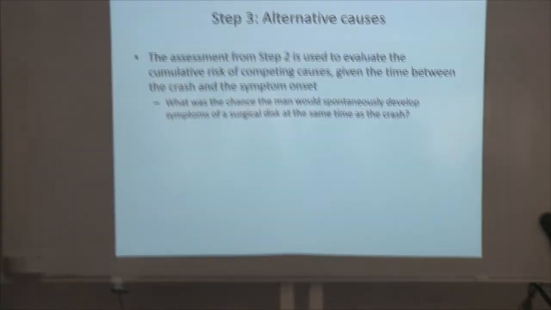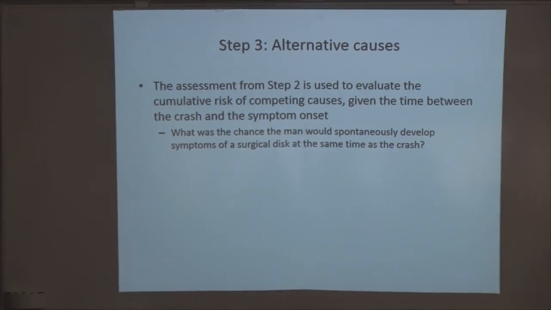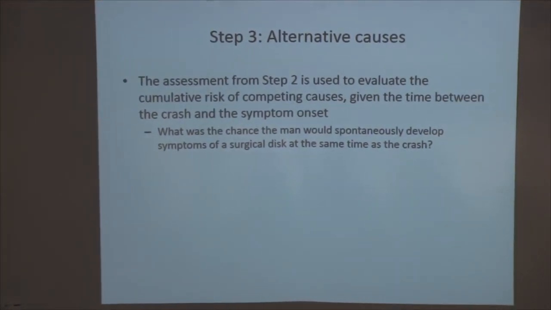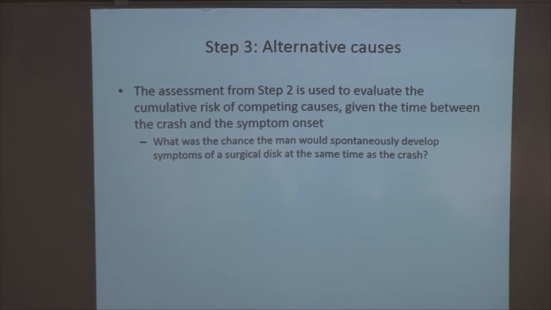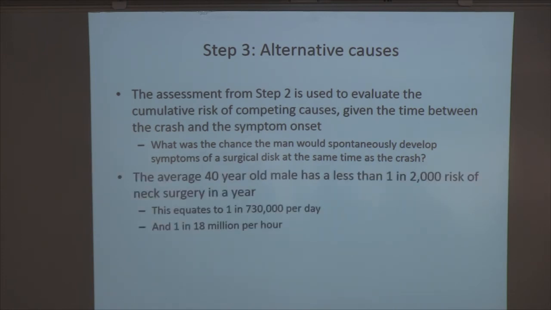So what's the chance our guy in our example would have spontaneously developed symptoms of the surgical disc right at the same time as the crash? Because he got out of that car with neck pain. Within 5 minutes of the crash, he says, I got pain down my arm, I got pain in my neck, and he ends up having surgery for herniated disc. Do we know something about the chance that this guy, had he not been in the crash, was going to develop the same problems? Well, we know this. We know from hospital data, this is good epidemiologic data, there's less than 1 in 2,000 men who are 40 years old who have neck surgery in a year. That's in the U.S., where we do a lot more neck surgery.